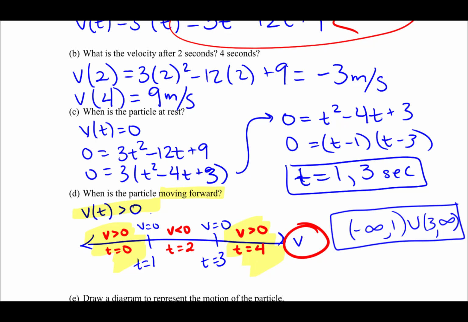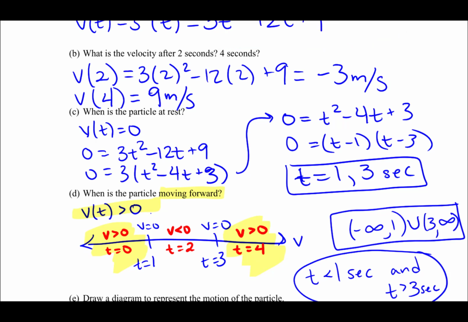But that doesn't really get to the point of time being measured in seconds, so I could also write t less than 1 second and t greater than 3 seconds. So pay attention to directions. If it asks specifically for interval notation, give your answer the first way. But a lot of times it's nice to remind us what the units are for these, so it's also nice to write it the second way, or you could write it out in complete sentences.